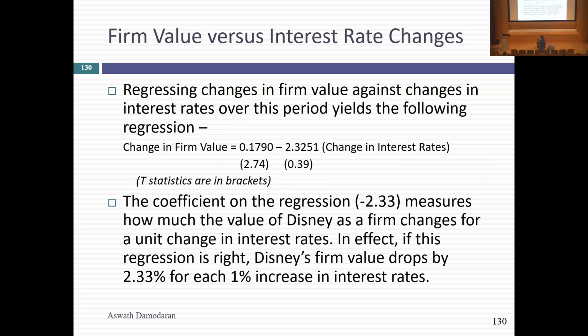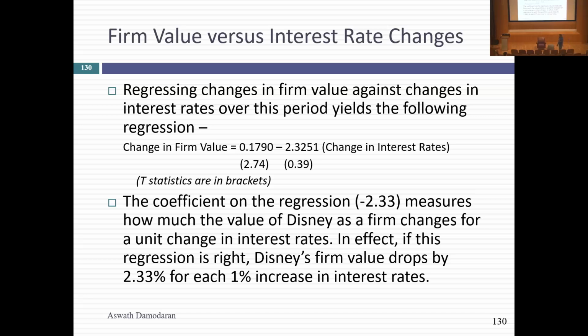First, before I get too excited, look at the T statistic. It's pretty close to zero. So the relationship, if there is one, is a very weak one. And I'm going to ignore the T statistic and look at the coefficient. It says minus 2.3251. How would I read that? Every 1% increase in the T-bond rate reduces my firm value by 2.33%.